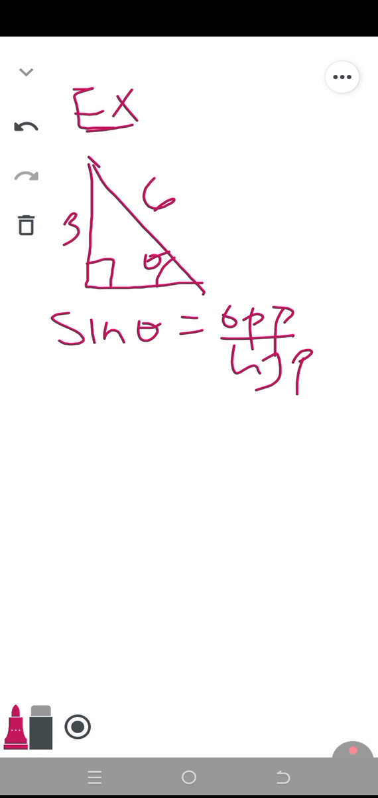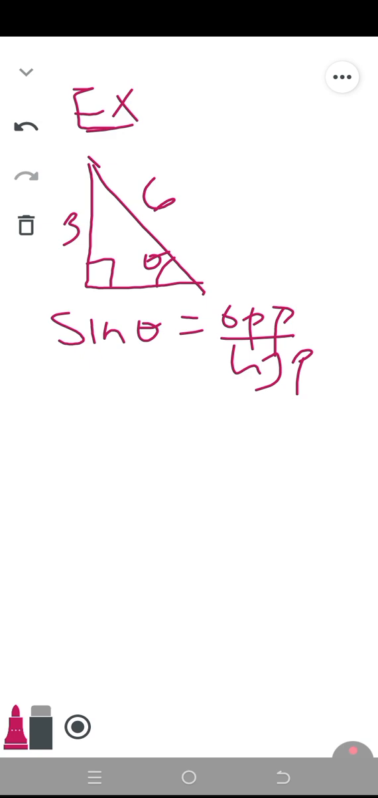We only know the opposite, which is 3, and the hypotenuse, which is 6. We don't know the adjacent. And I can't use tan theta because tan theta is opposite over adjacent, and I don't know the adjacent too. So the only one I can use is sine theta, because sine theta is opposite over hypotenuse, and we know that too. So we use sine theta. Are you getting that now?